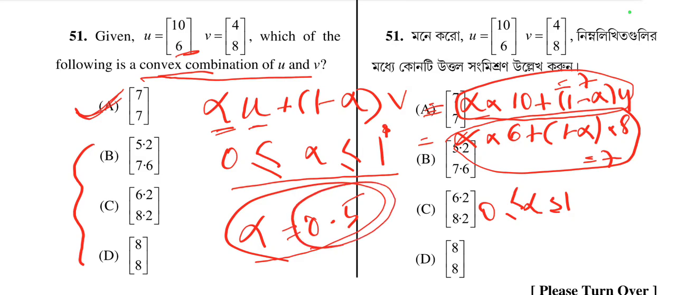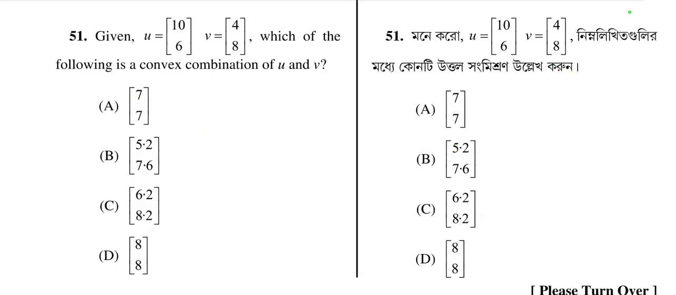So which of the following is a convex combination of u and v? Only option A is a convex combination of u and v. The other options are not convex. You can also solve this in this form. So option A is the right choice.